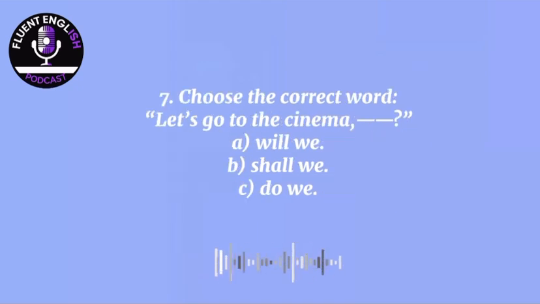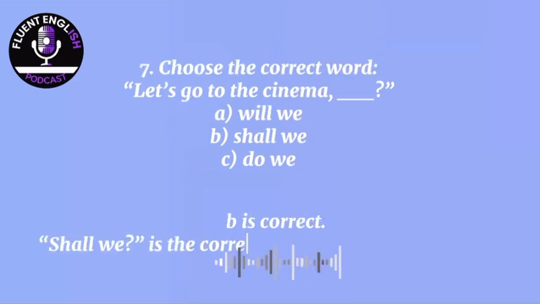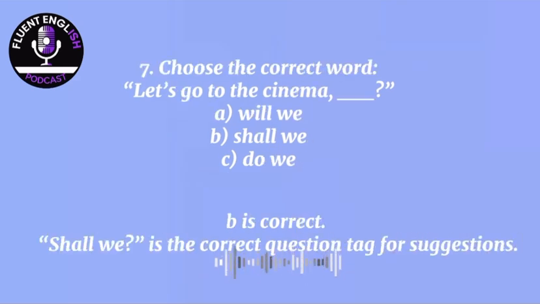7. Choose the correct word. Let's go to the cinema, blank? A. Will we? B. Shall we? C. Do we? B is correct. Shall we? is the correct question tag for suggestions.